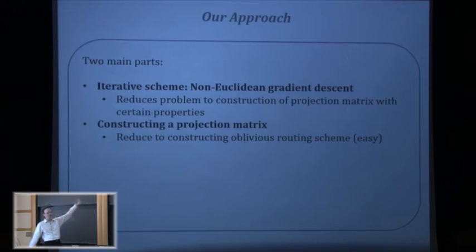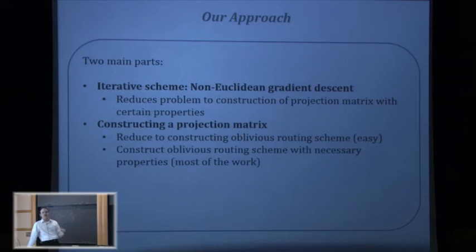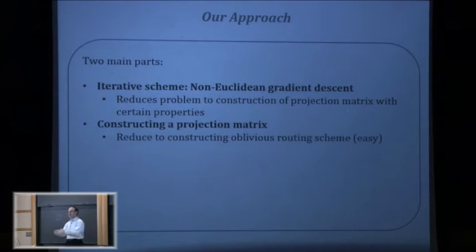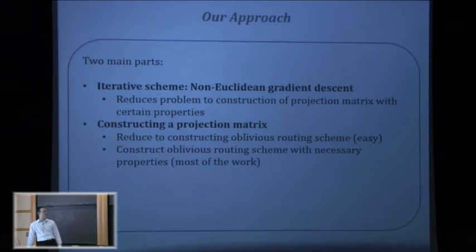OK, so the outer loop is this iterative scheme, and the inner loop is constructing this projection matrix. It's going to be an easy calculation to say that the properties we need from this congestion matrix can be gotten from a good oblivious routing scheme with good competitive ratio. And then the harder part is going to be actually constructing the oblivious routing scheme with the necessary properties.